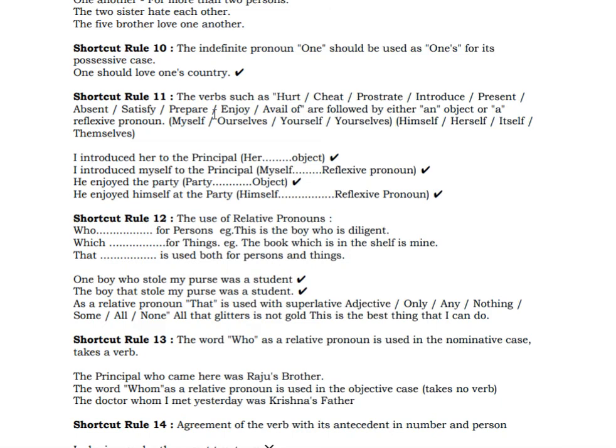You got it now? Persons and things, we have to use that. Both. In the case of both, we can use that. One boy who stole my purse was a student. The boy that stole my purse was a student.